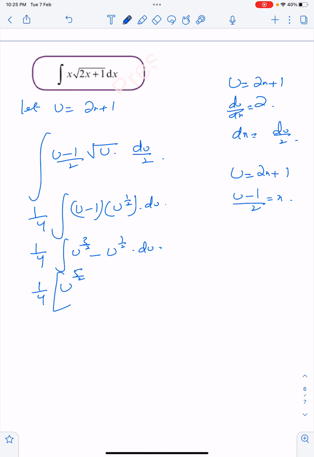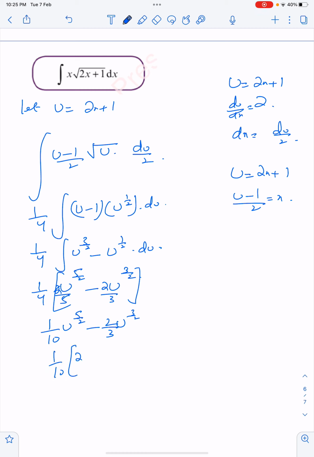So 5 upon 2 divided by 5 upon 2, meaning multiplied by 2 upon 5, minus half plus 1 is 3 upon 2 divided by 3 upon 2, meaning multiplied by 2 upon 3. If you multiply both of them by 1 upon 4, which is outside, it will become 1 upon 10 u to the power 5 upon 2 minus 2 upon 12 u to the power 3 upon 2. u can be replaced by 2x plus 1, plus c. This is the answer.